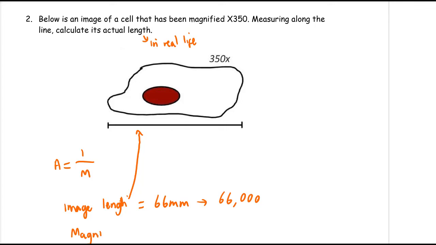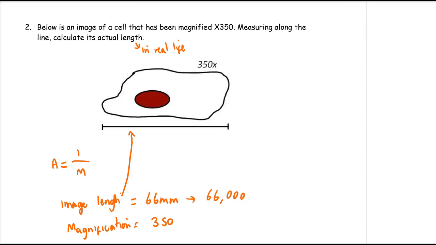The magnification is given to you here. It's 350. So really simply, you just do 66,000 divided by 350, which tells you that the cell's actual length in real life is 189 micrometers.